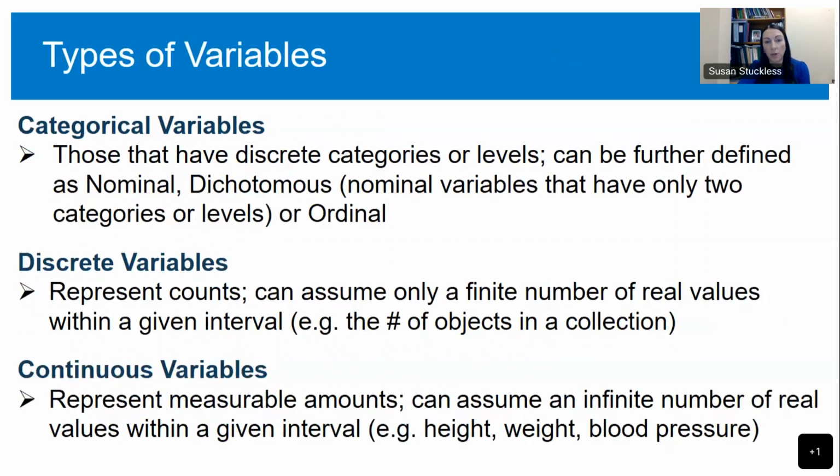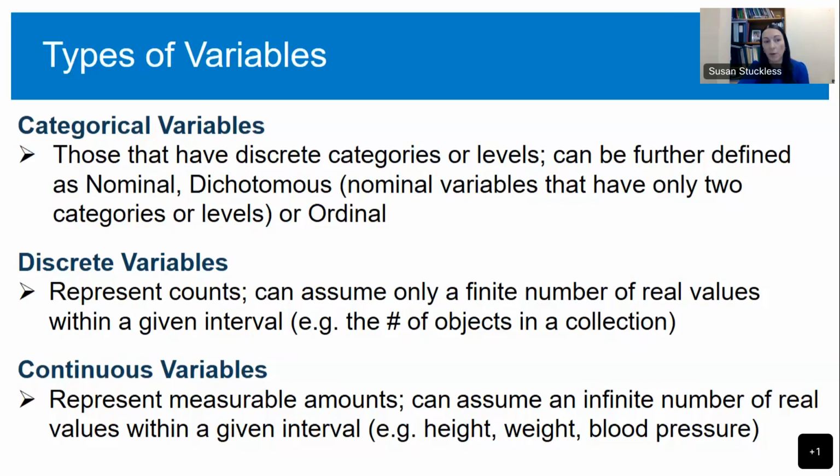I probably just mentioned a couple of these things when I was talking about the different levels, but there are types of variables. You have the categorical variables, which are the ones I mentioned earlier, so they could be nominal, dichotomous, or ordinal. Then you have discrete variables, which represent counts, so they can only have a finite number of real values, such as the number of objects in a collection. And then you have the continuous variables, which were the ratio and interval, which can be height, weight, blood pressure.